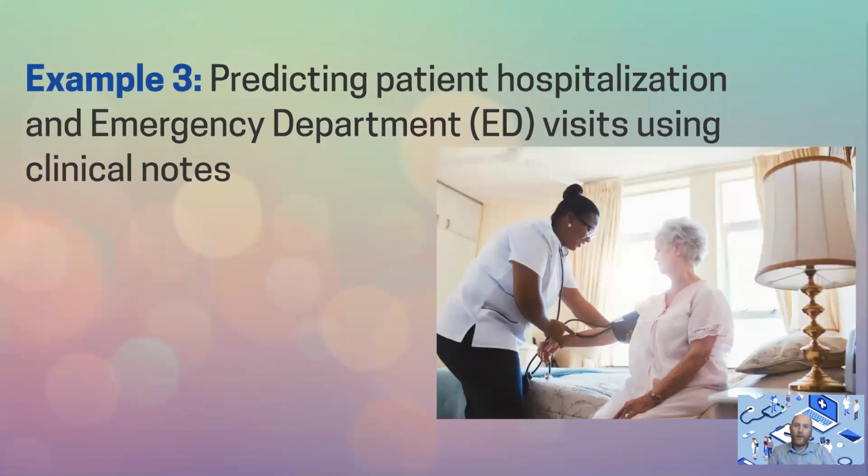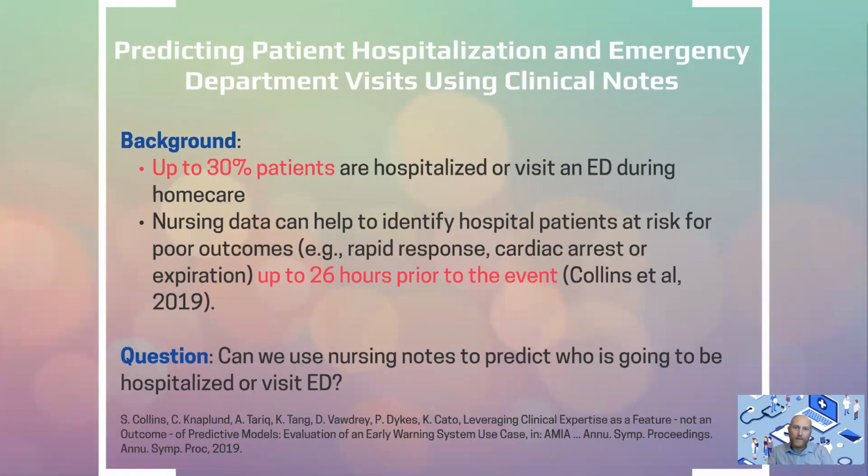Now, example number 3, predicting patient hospitalizations and emergency department visits using clinical notes. In this study, what is known is that up to 30% are hospitalized or visit the ED during home care. Nursing data can help to identify hospital patients at risk for poor outcomes. For example, there is a study funded by the National Institute of Nursing Research, led by Collins and Keita, that showed that we can identify patients who are failing in the hospital, who would require, for example, rapid response teams, or who would develop cardiac arrest up to 26 hours prior to an event.